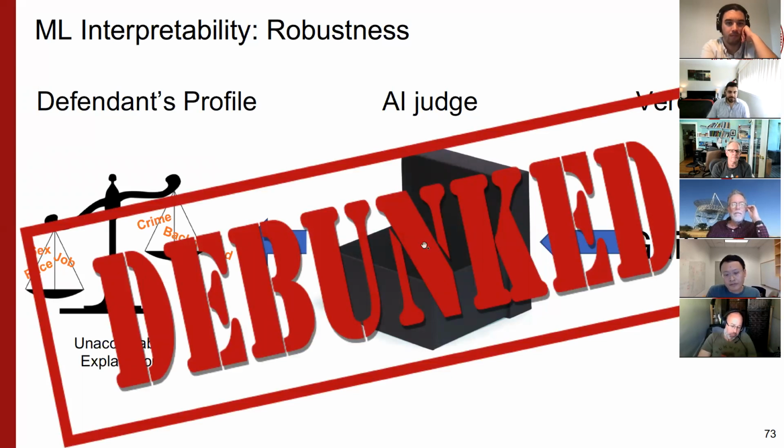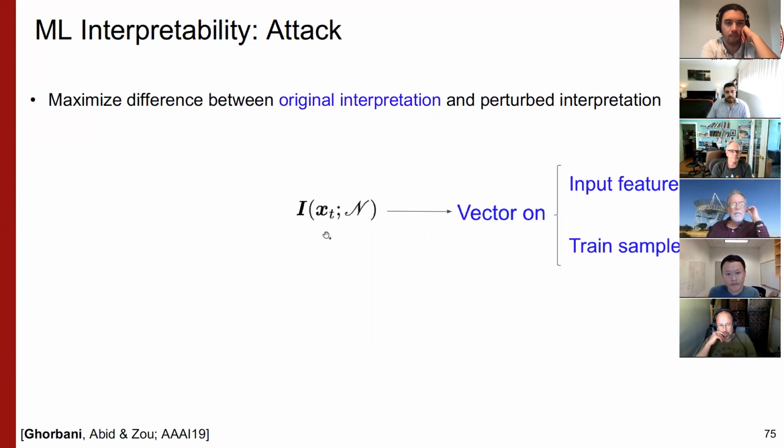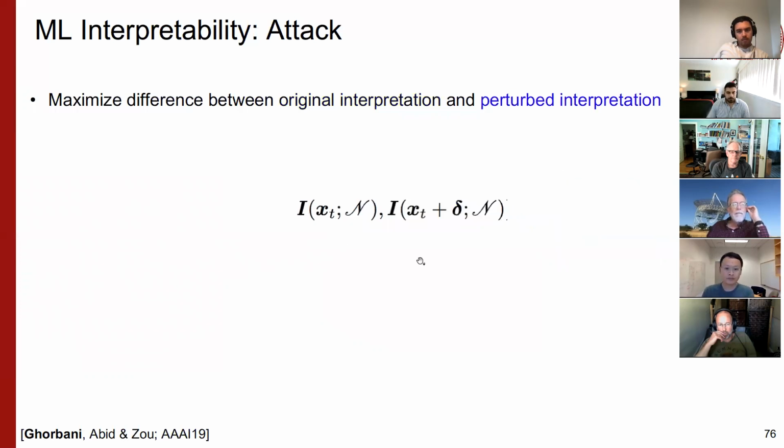So how can we see if we can attack model interpretability like that? The idea is that for an original interpretation and a perturbed interpretation, we want to maximize their boundary difference. So assume I have my test, the llama image. This is my test input, and N is my neural network. I is my interpretability vector. If it's a feature importance method, it's a vector with the number of features. If it's a sample importance method, it's a vector with the number of training examples. So it says how important is training example one.